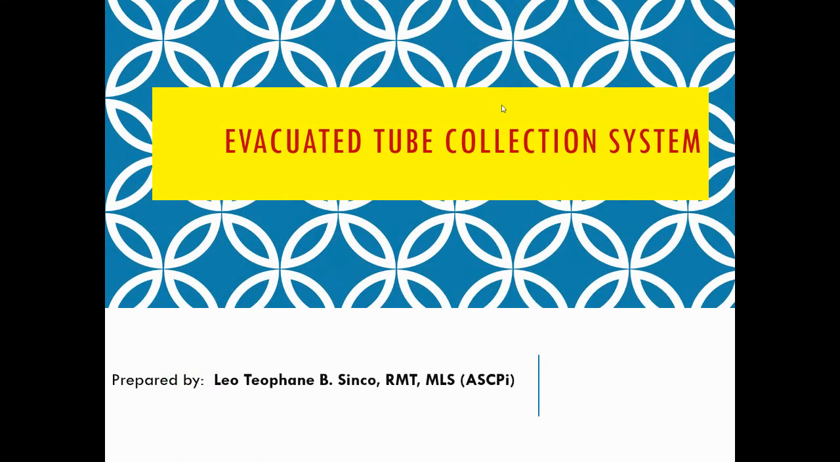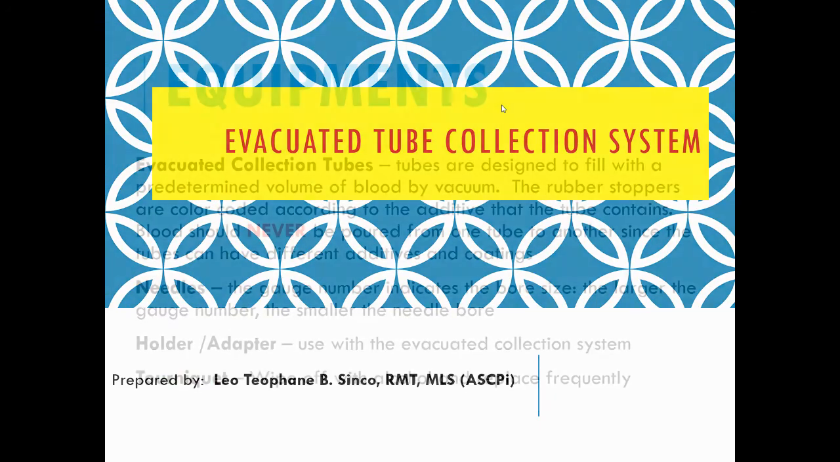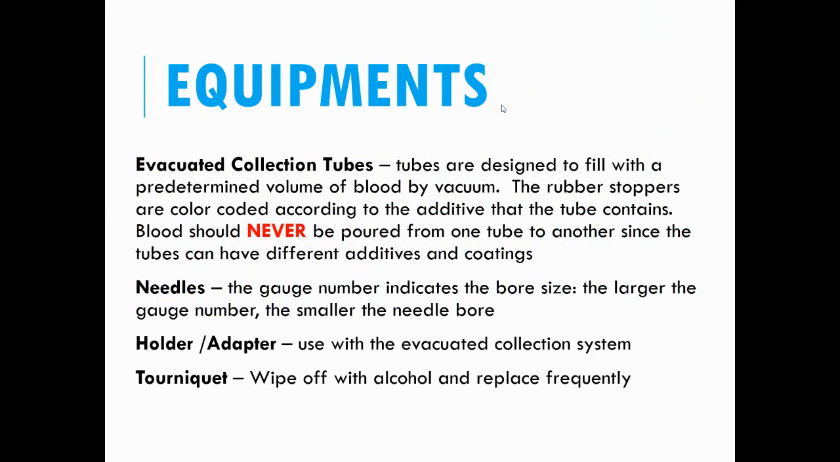So, evacuated tube collection system, or ETS. The evacuated tube is designed to fill with a predetermined volume of blood by vacuum. The rubber stoppers are color-coded according to the additive that the tube contains. Blood should never be poured from one tube to another since the tubes have different additives and coatings. Now, for needles, the gauge number indicates the bore size. Same as before, the bigger the number, the smaller the needle bore.